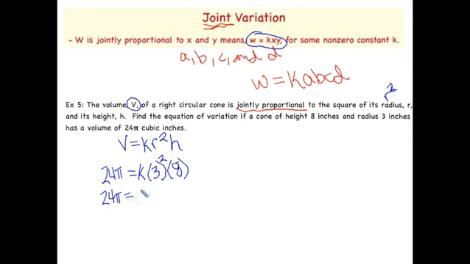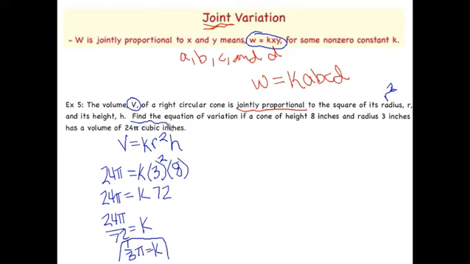Doing some simple math here, 3 squared is 9. 9 times 8 gives us 72. If we divide both sides by 72, we'll get 24 pi over 72. That'll give us k. But we can simplify 24 over 72. That'll give us 1/3 pi. I'm just simplifying the coefficients, or the numbers, out here. 24 over 72 simplifies to 1/3 pi.